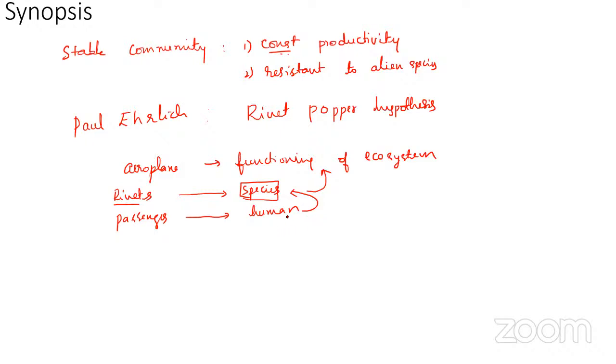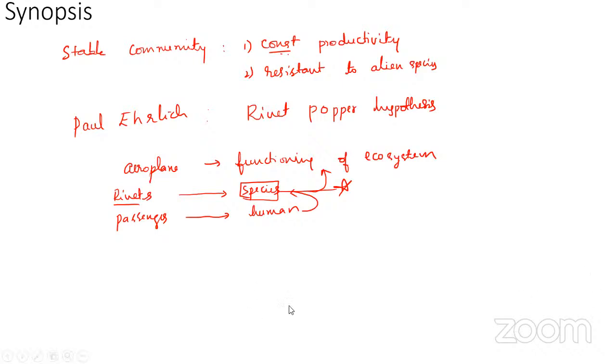Since we all travel in this aeroplane and rivets are important, or in other words, since we all live in the ecosystem and the species are important for its functioning, it is important that species diversity is maintained in the ecosystem.